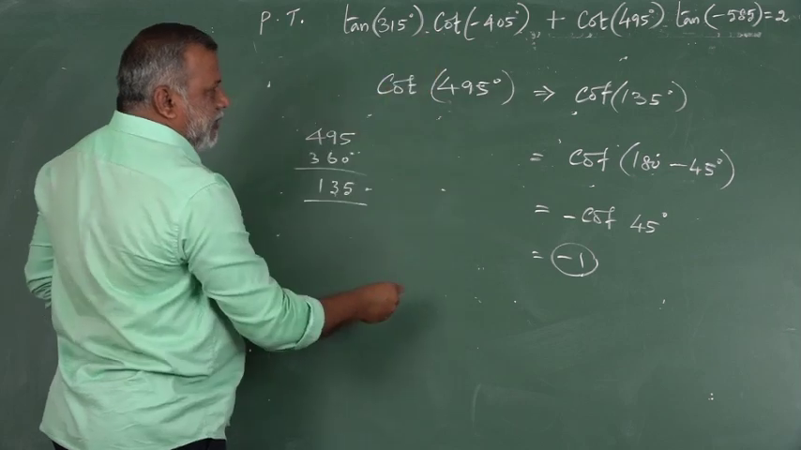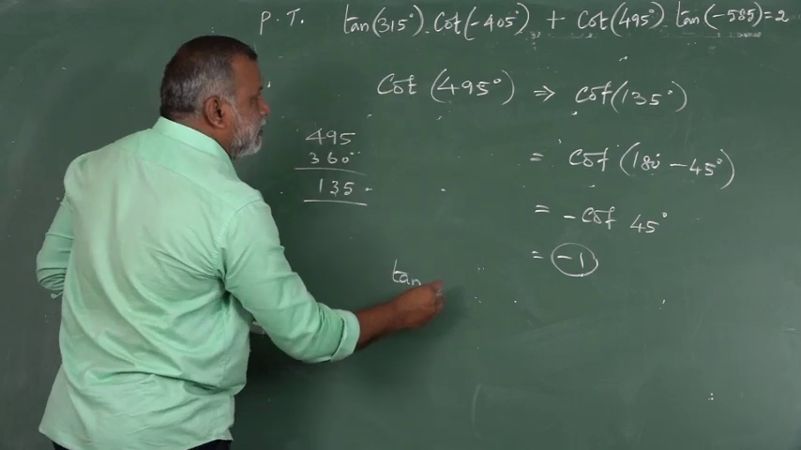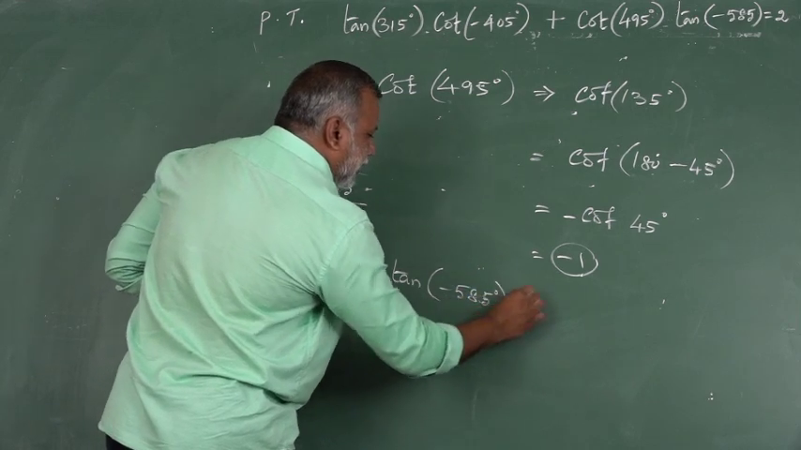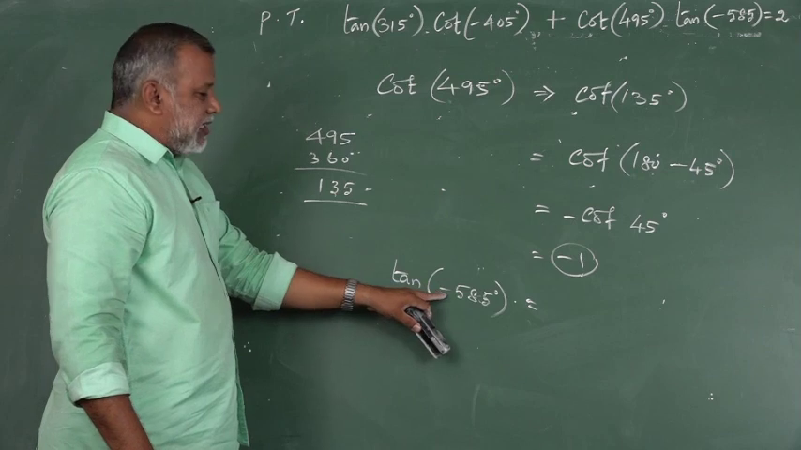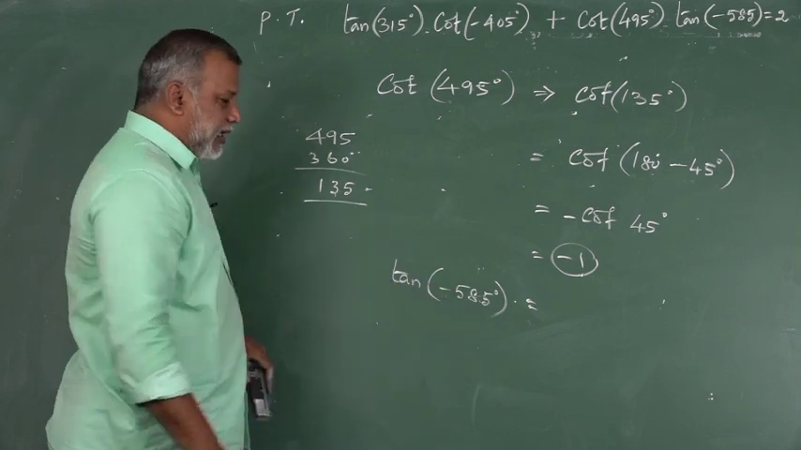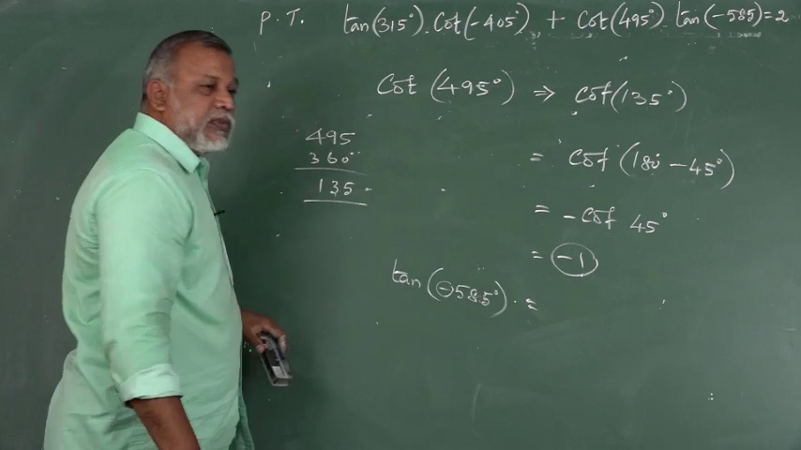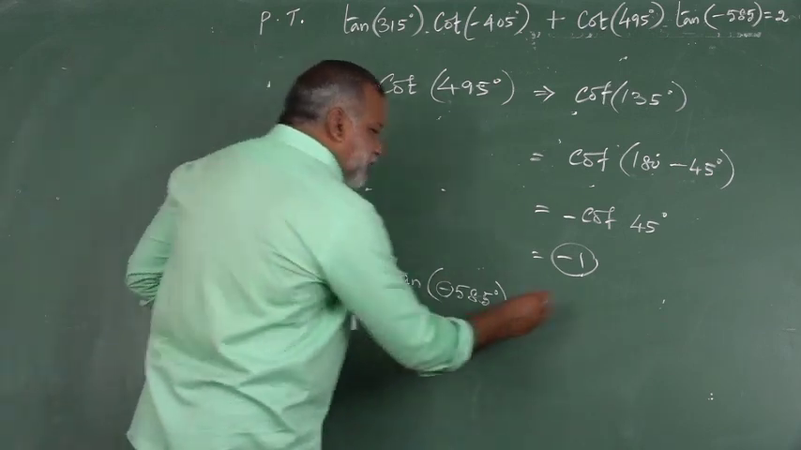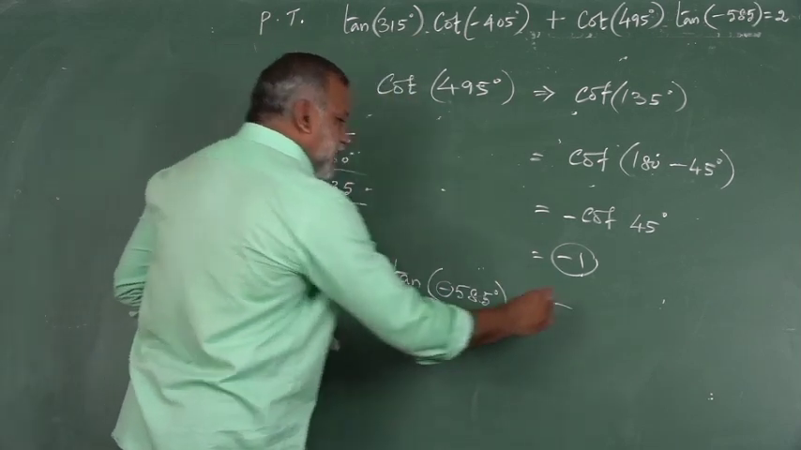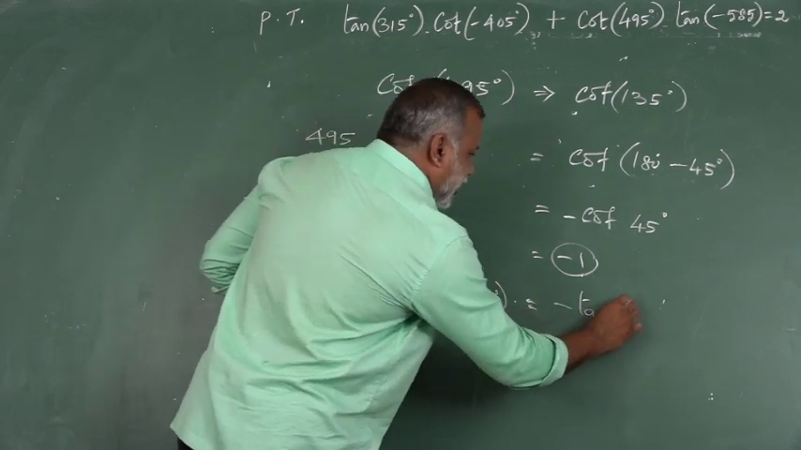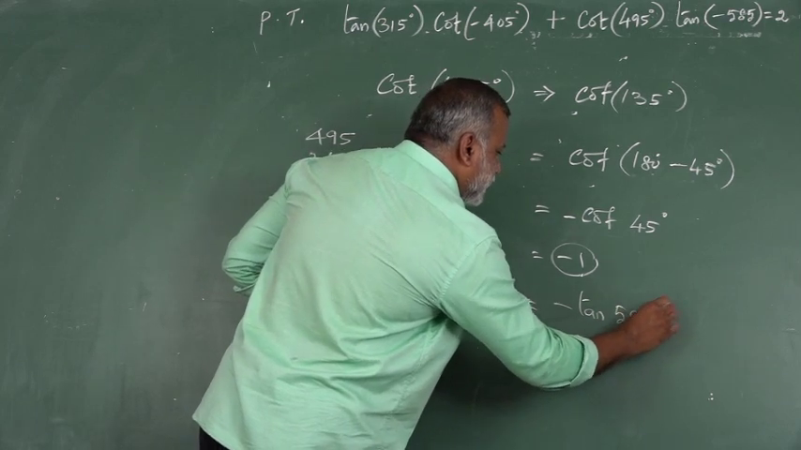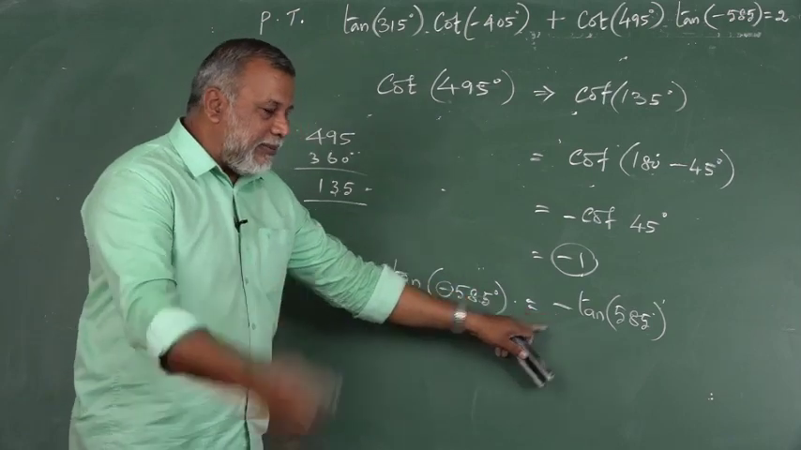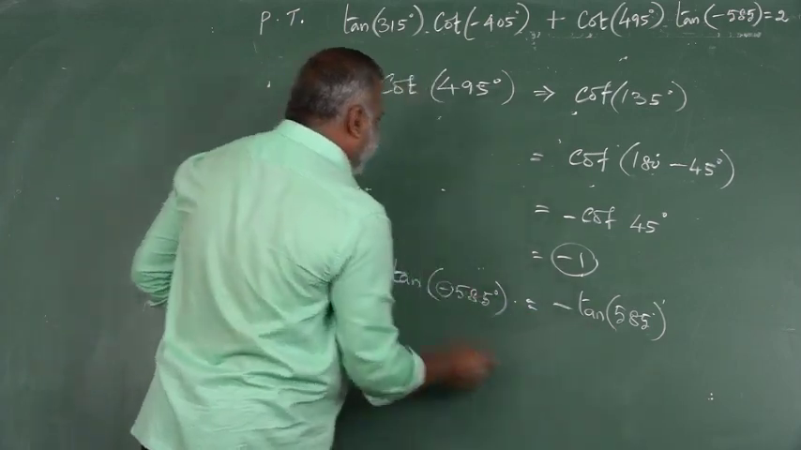Now think about the fourth one, tan of minus 585 degrees. Now think about this negative. Tan emits the negative. Therefore, the negative will come out: minus tan 585. So the negative comes out first.